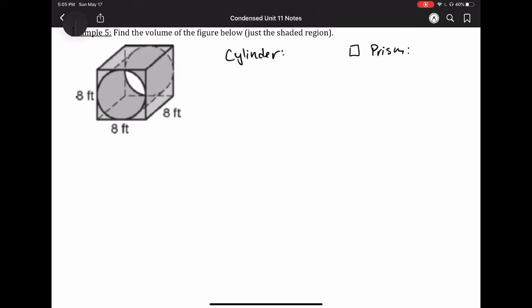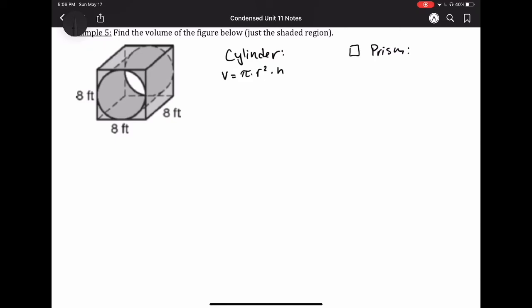So the volume of the cylinder, the formula is volume is equal to pi times r squared. I'll rewrite that so that it makes it a little clearer. Pi times r squared times the height of the shape. It's a prism, area of the base times the height.